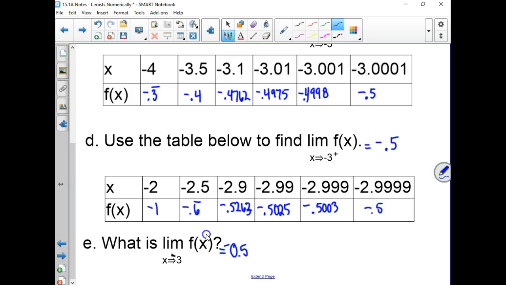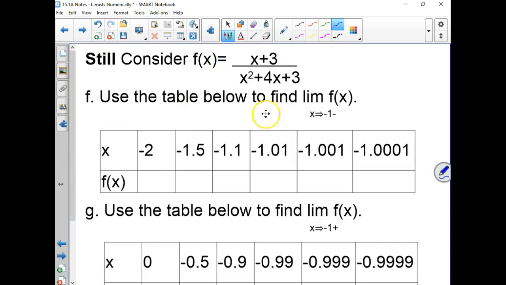If those two did not match, if one of them was negative 0.5 and one of them was positive 0.5, then you would say that the limit does not exist. It's got to be the same number for that to happen. Okay, so questions on this part? All right.